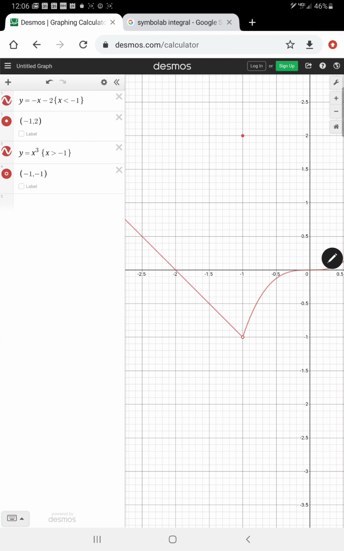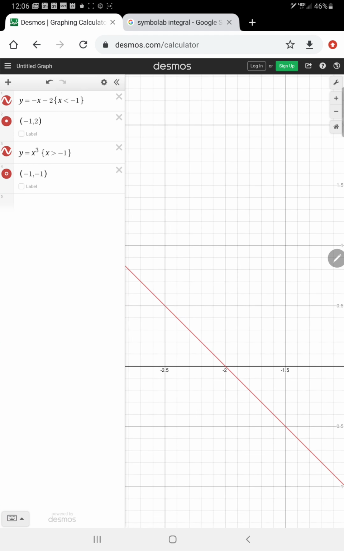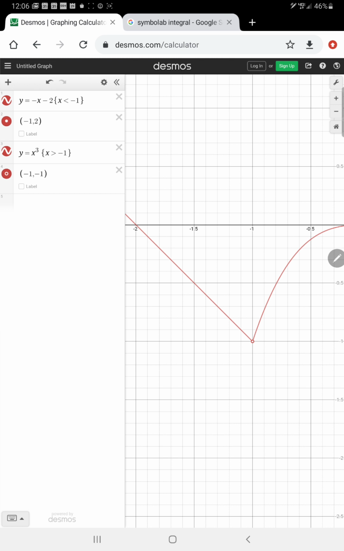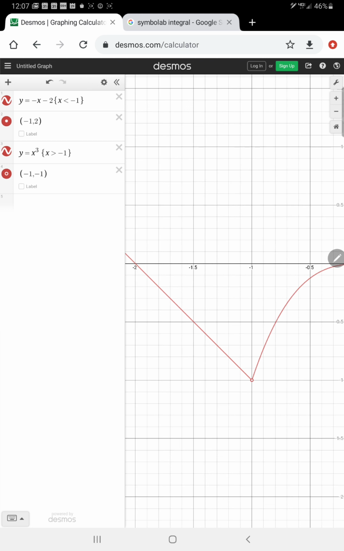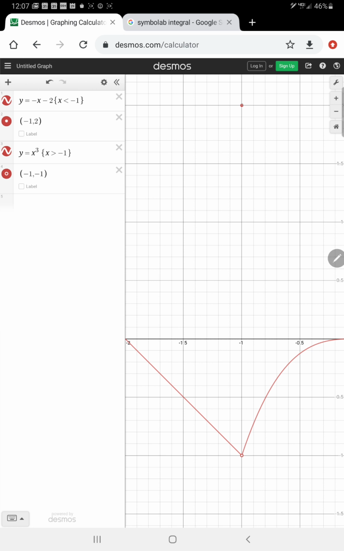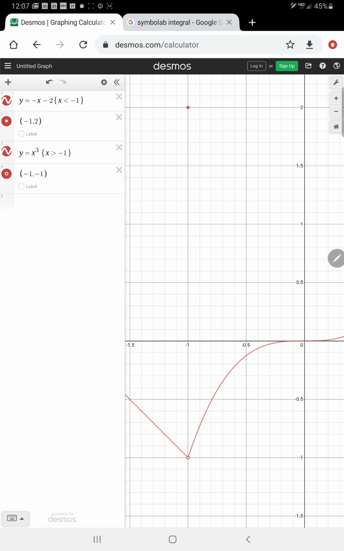So if we come right over here, you can see that I actually graphed the function. So we have the first part. If x is less than -1, we have the function -x minus 2, which is a line with negative slope, which is right here. Once we go to x equal to -1, the value of the function was 2, which you can see it's right up here. So when x is -1, the value for the function is 2.